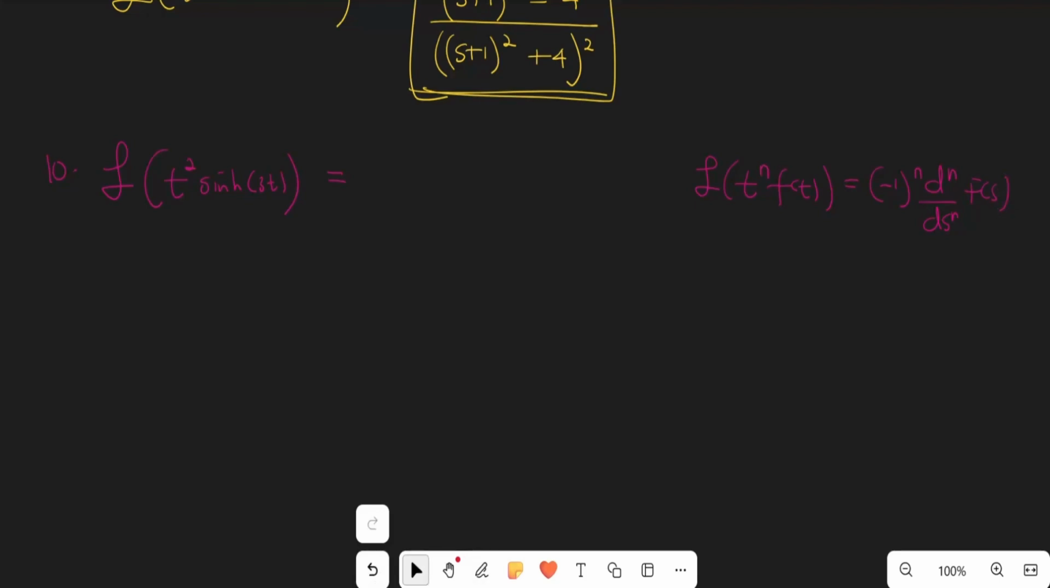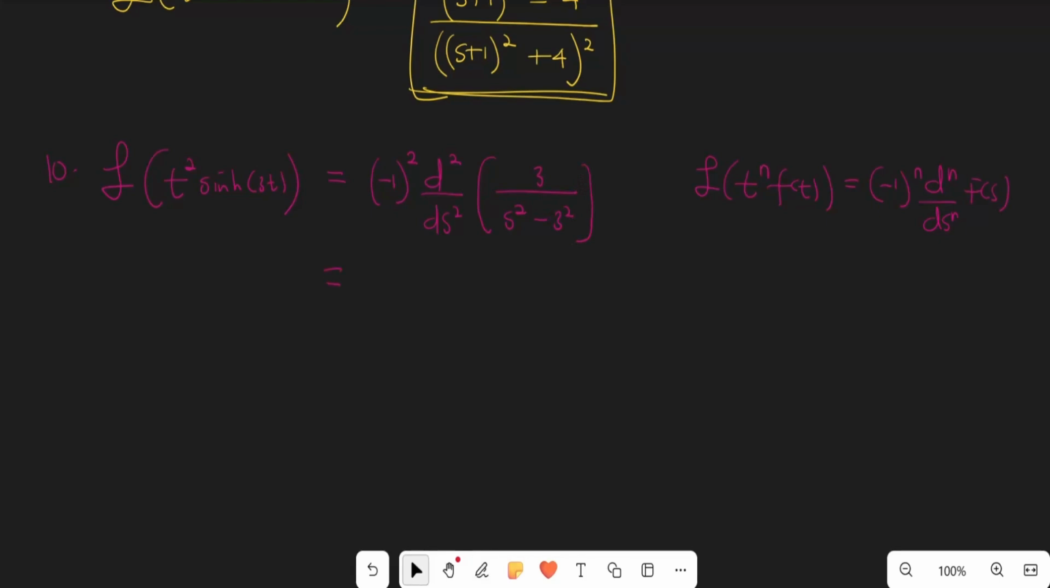So this t is to the second power, n is 2, and now we have to find a Laplace transform of this. So this one is going to be negative 1 raised to the power n. N here is 2, and then we are going to have d squared over ds squared, that is differentiating this one 2 times, because n here is 2, of the Laplace transform of the sine hyperbolic of 3t. Sine hyperbolic of 3t, the Laplace transform of that is going to be 3 divided by s squared minus 3 squared, like this.